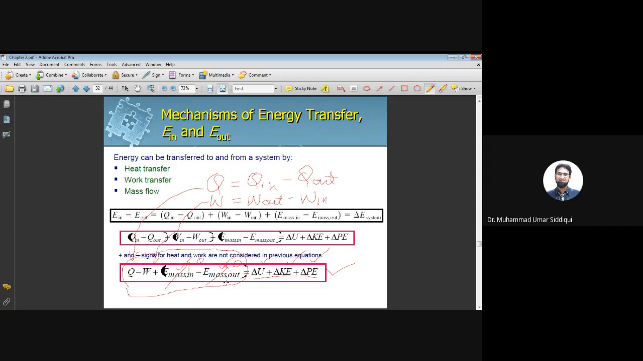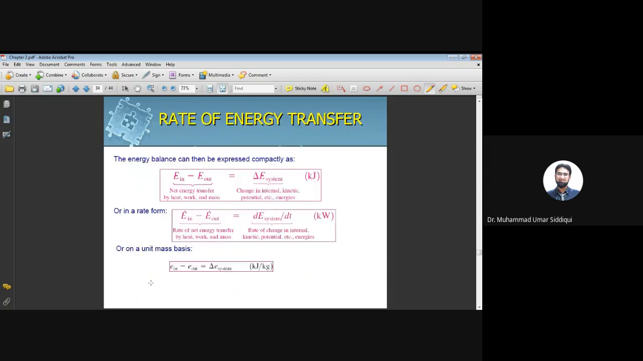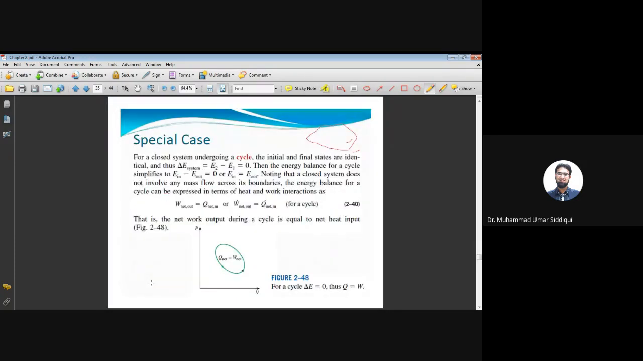Suppose if it is a closed system, then for a closed system, E mass in and E mass out are also zero. So let's say we talk about a closed cycle. So delta U, delta kinetic energy, delta potential energy, total delta E will be zero. E mass in, E mass out will also be zero because it's closed. So what we are going to end up with is Q minus W equals zero, or we can say that Q is equal to W. So this would be the format of the equation for a specific case if it is a cyclic process and it is a closed system. Is this point clear?